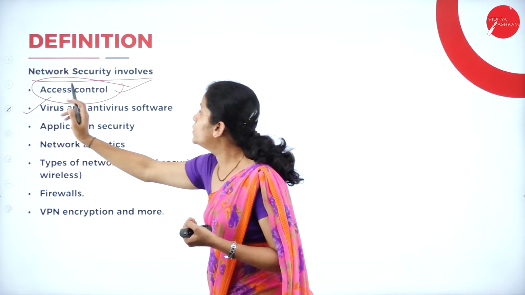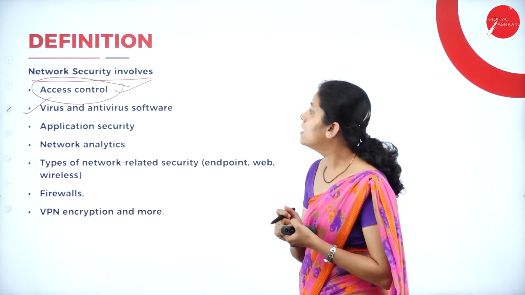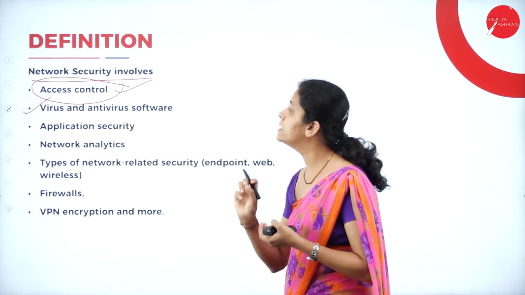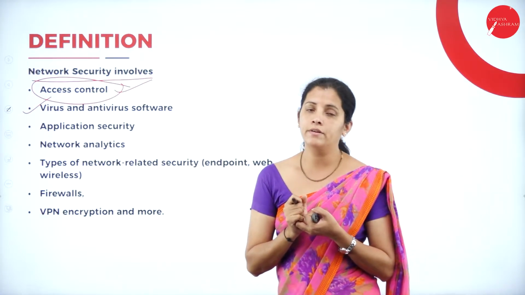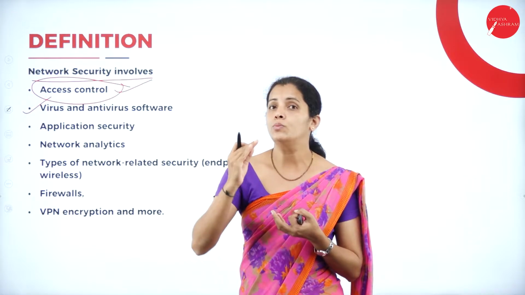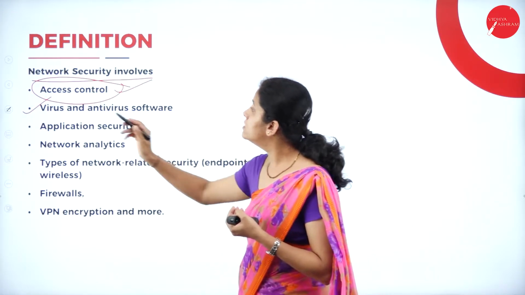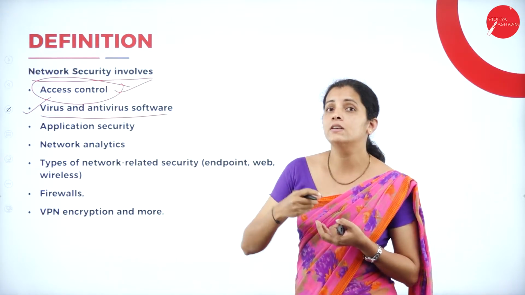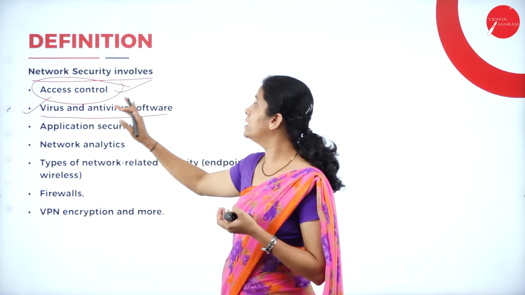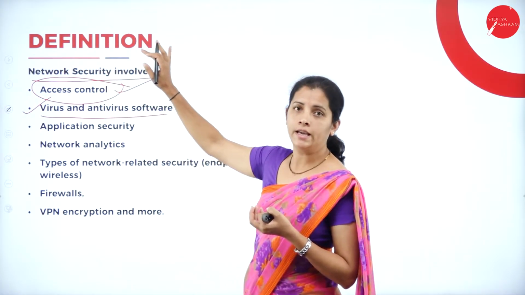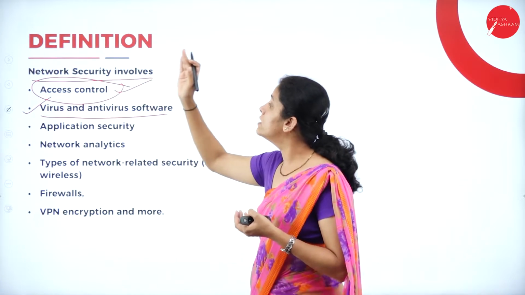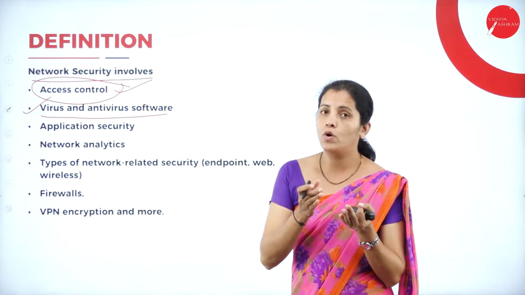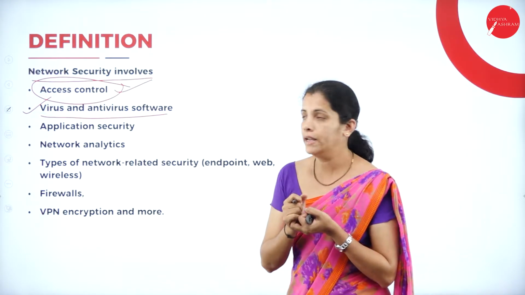Then I'm going to have virus and antivirus software. That means I'm going to use virus as well as antivirus software in order to protect the data. So this virus and antivirus software also plays a very important role in network security. That means virus and antivirus software are going to block unwanted things from the network.